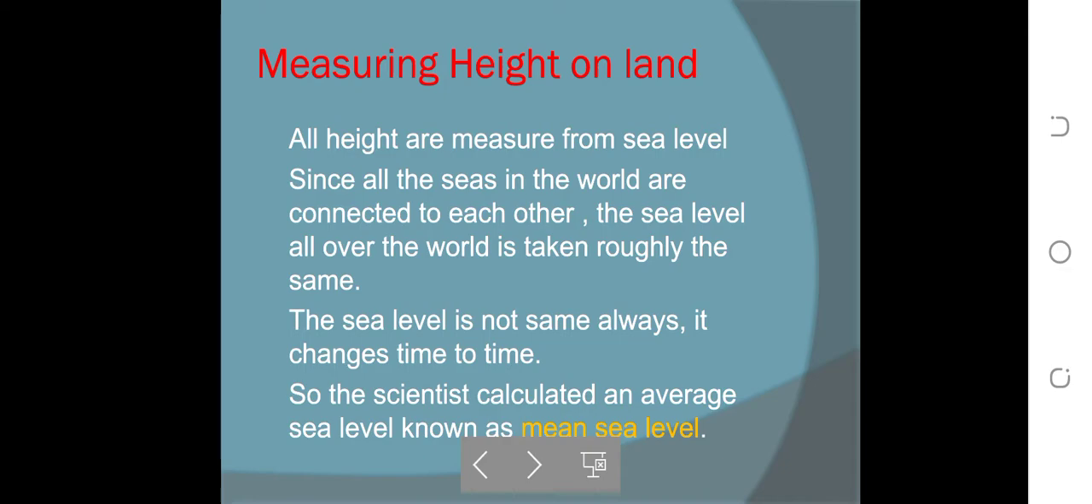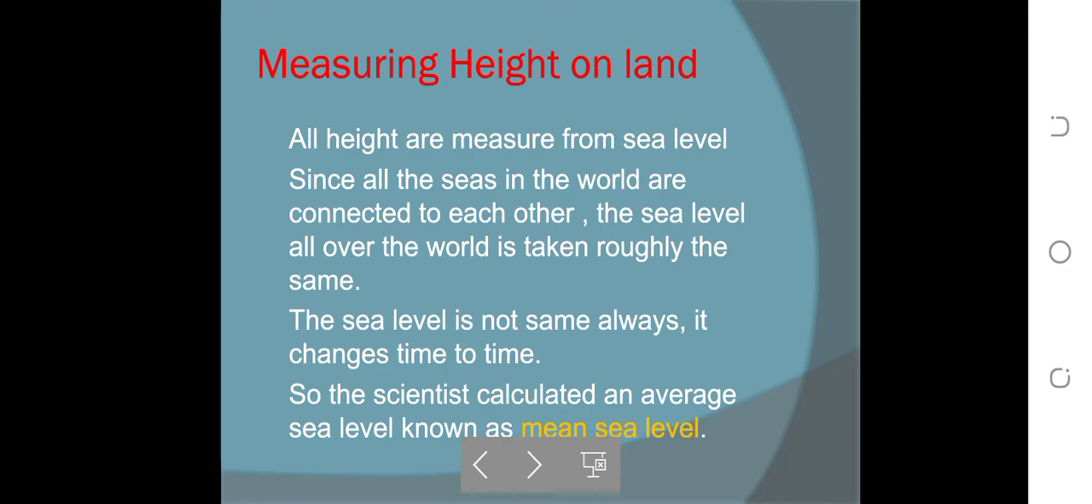So we do not know which place the land starts from. The land may start below the ground, but we cannot go below the ground to measure it. That's why we have to remember all the heights of land are measured from sea level. Since all the seas in the world are connected to each other, the sea level all over the world is taken roughly the same. There are many seas in the world, but these seas are not at the same height. Though they are connected to each other, we have to consider that all the sea levels are the same.